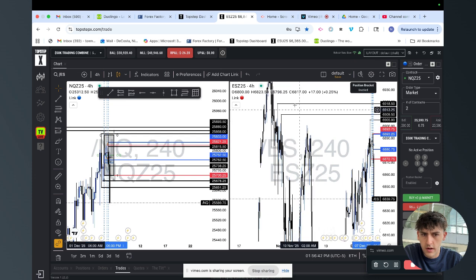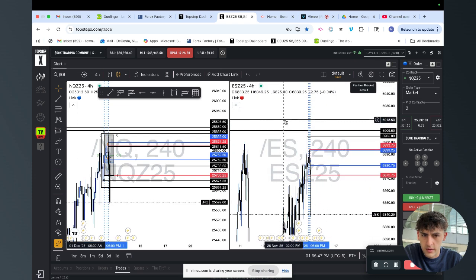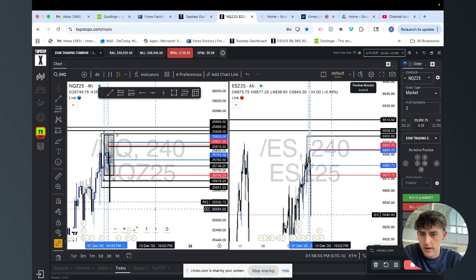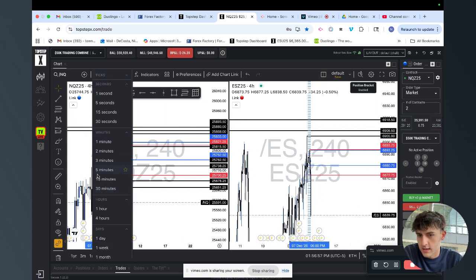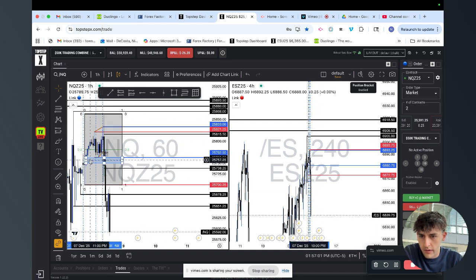Same exact thing here. This is the 4 hour. These highs up here are really the only other highs that we could have taken out. And then we had all this low resistance liquidity. So like I said, I was looking for a manipulation and then a move higher, but we ended up just tanking.